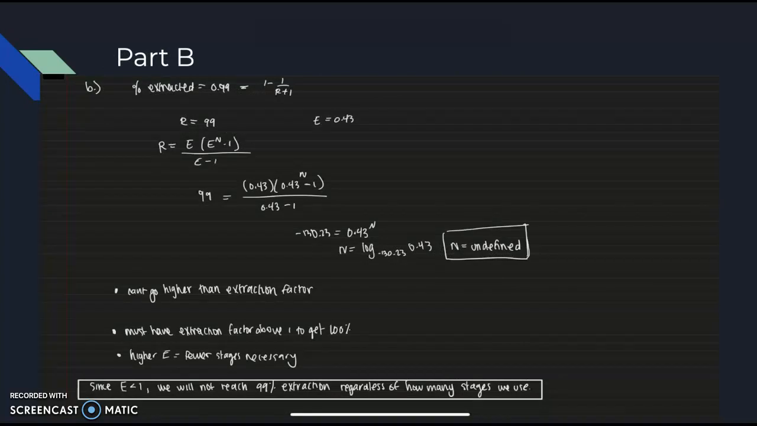And then for part B, the multi-stage process, we will use our percent extracted, which we know is 99%, equal to 1 minus 1 over R plus 1. We'll find a rejection ratio R of 99, and then we'll set that equal to our equation to solve for the number of stages. But because we have an E of less than 1, we will actually get an undefined N. It'll be like using a negative base in a log. So that means that because we have an E less than 1, we actually cannot reach our target percent extraction.